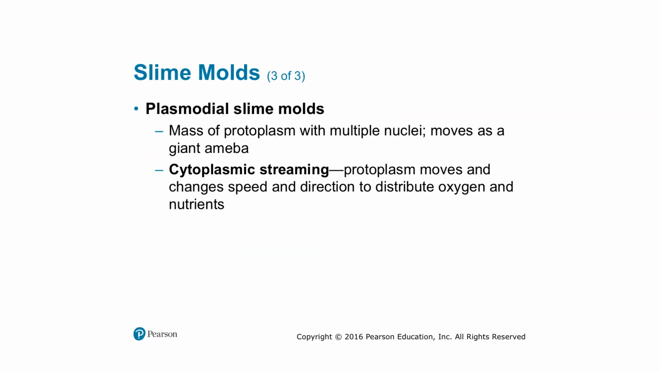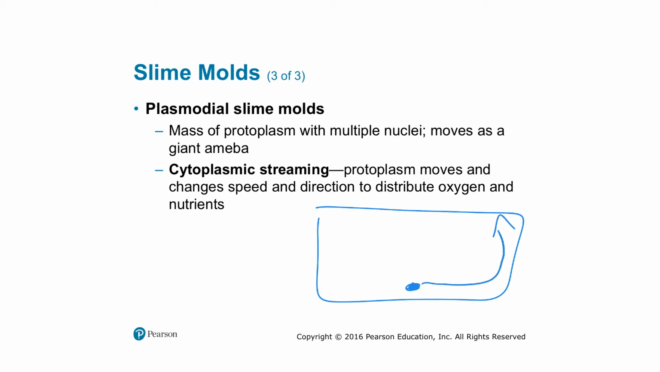Plasmodial slime molds have a mass of protoplasm with multiple nuclei. It moves as a giant amoeba. And so the cytoplasmic streaming, this is the circulation of things inside the cell. And so you might see a cell on a slide or something, and you're like, oh, there's something right here. Well, actually, when that cell was alive, it was moving around the entire cell. It might circulate around the outside if it was a chloroplast, trying to catch the best light. If it was something going towards the nucleus, it'd go towards the inside. So things move around in cells. This is what they call cytoplasmic streaming.